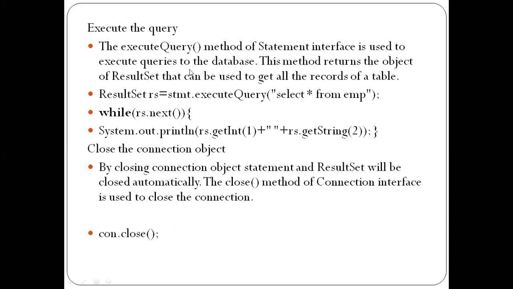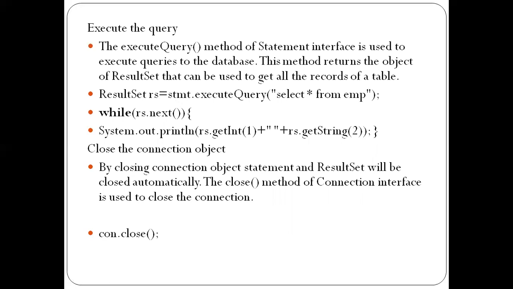And the fourth step is execute the query. The executeQuery method of Statement interface is used to execute queries in the database. And this method returns the object of ResultSet that can be used to get all the records of a table. So syntax for executing the query is ResultSet rs is equal to stmt.executeQuery of write the query inside this, that is select * from EMP.